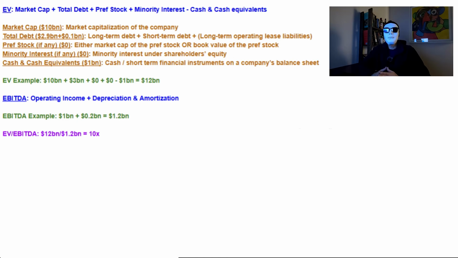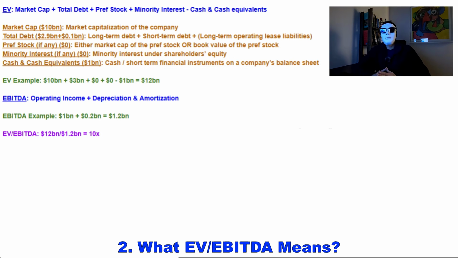Number 2. What this multiple actually means. To give you a simple explanation, the EV/EBITDA multiple takes into account the debt and equity of a company, which allows the investor to value the company regardless of the capital structure. Now, to help you understand this better, let me try to give you an example using a house.